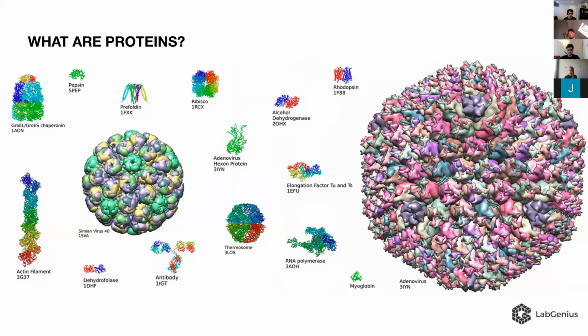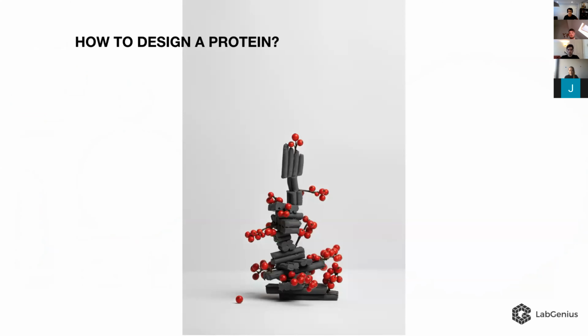So imagine we could design proteins to our needs. Imagine we could create a molecule as tiny as these guys that would do exactly what we want it to do. This would help us to cure a lot of diseases, right? And every single one of these tiny little guys could become a billion-dollar drug. How do you design a protein though?